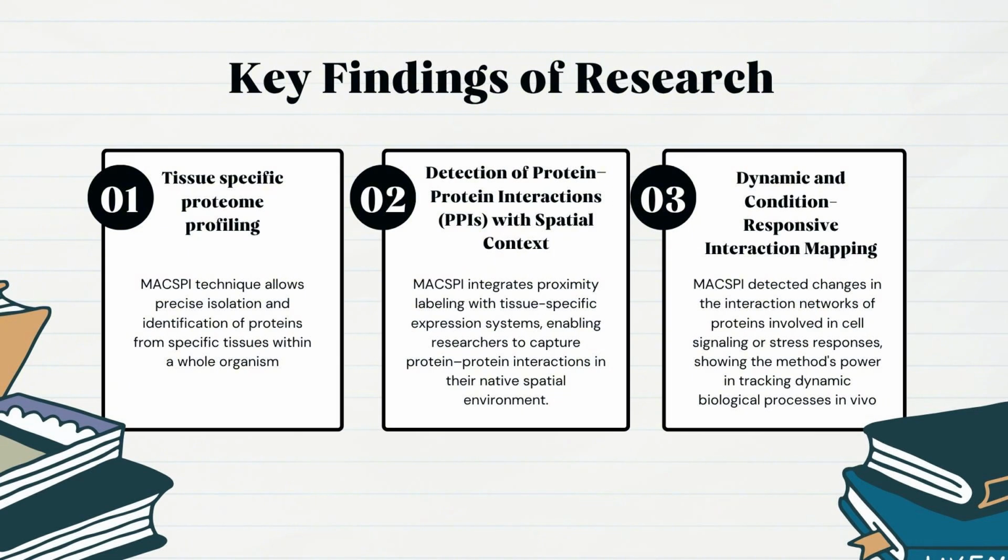And the third one is dynamic and condition-responsive interaction mapping, where MACSPI detected changes in the interaction networks of proteins involved in cell signaling or stress responses, which shows the method's ability to track biological processes dynamically in vivo. This method can capture protein interactions under different conditions or even in developmental stages.